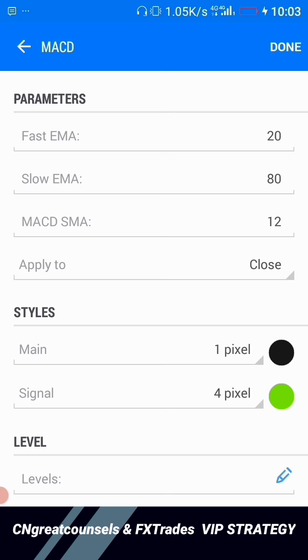Then the second MACD we have there is also this. The fast EMA is 20, slow EMA is 80, MACD SMA is 12. You apply it to close. Styles: main is one pixel, signal is four pixels. Then you click done. So let's get back to the chart now for me to give you the conditions, okay?